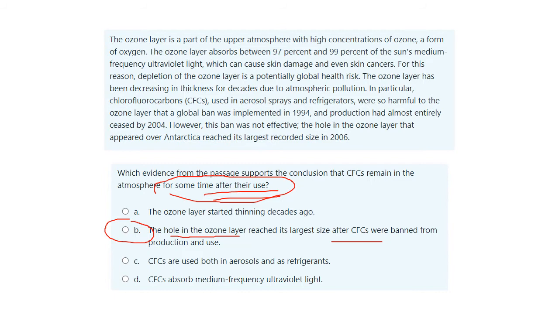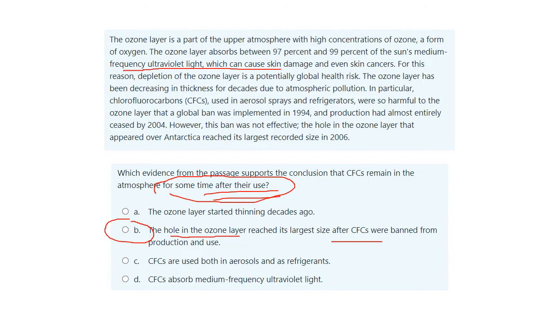So see, the ozone absorbs the ultraviolet light, and the ultraviolet light can cause skin damage and even skin cancer. And it's for that reason that if you see a foreigner go outside in Thailand and Myanmar in the hot season, they might go red. That's the ultraviolet light's effect. For this reason, the depletion of the ozone layer is a potentially global health risk.